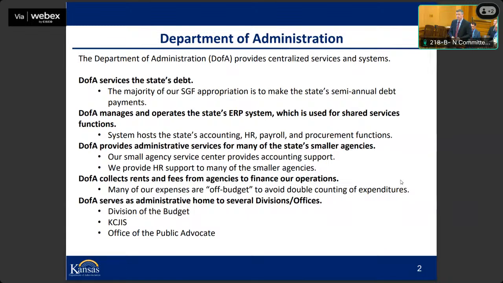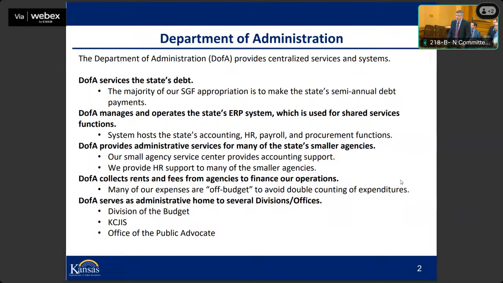We provide administrative services for many of the state's smaller agencies. So some of the non-cabinet agencies, for example, have a smaller accounting team or just one point of contact. We have a staff of accountants that would process their payments and do a lot of the accounting work for them. Likewise, our Office of Personnel Services provides HR support for many of the smaller agencies and many of the cabinet agencies as well. We collect rents and fees from other agencies. You talked about on budget versus off budget. Those rents and fees that we collect are generally for off budget expenditures. And we also serve as the administrative home for other divisions across state government.